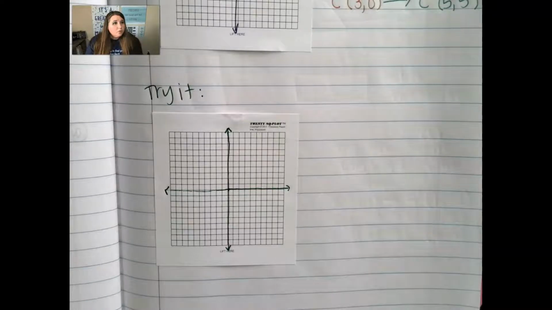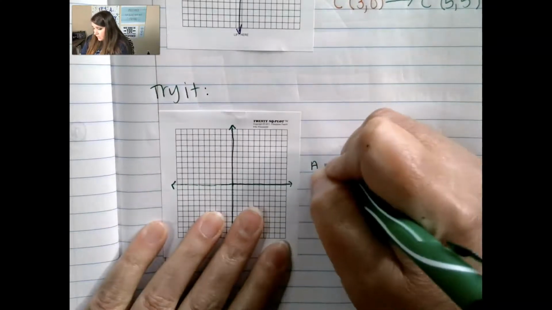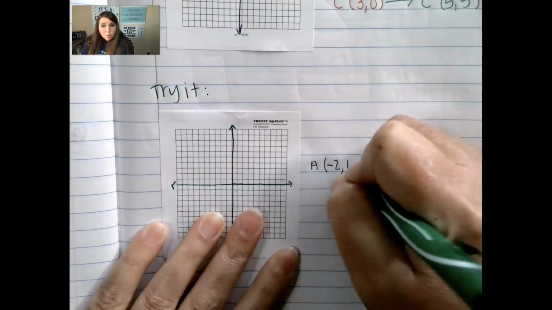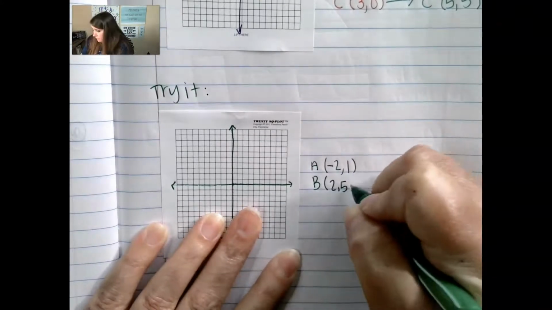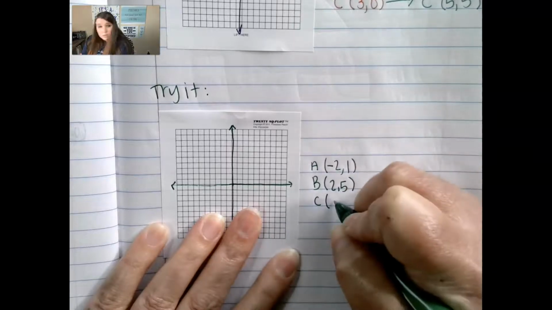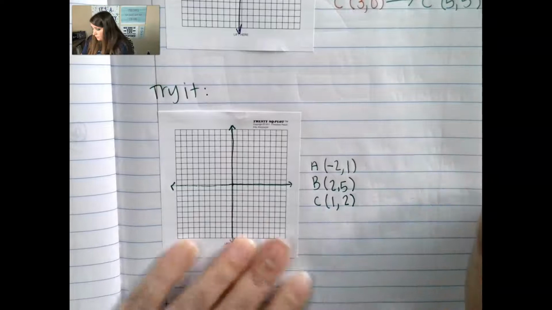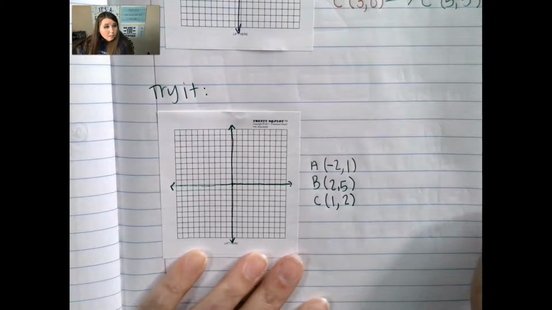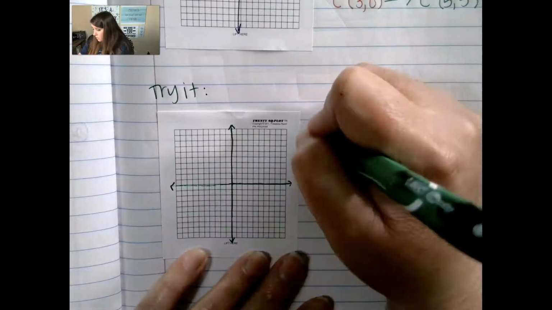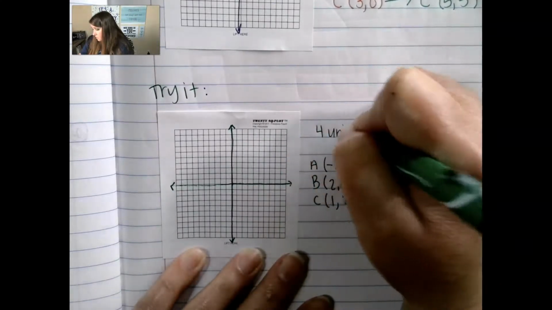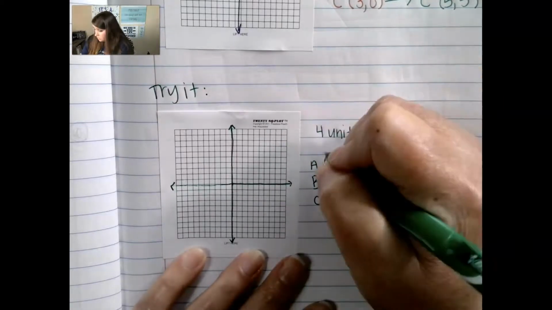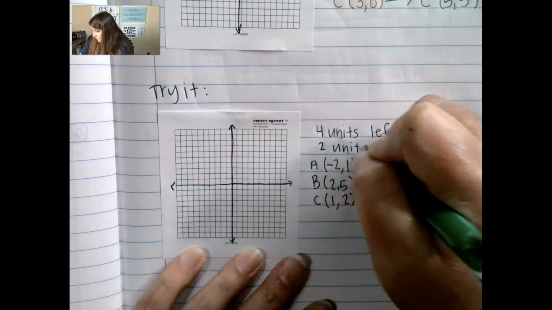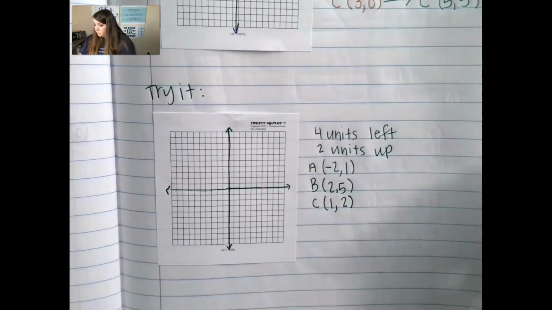All right, so we're going to go back to our first starting point. So A is going to be at -2, 1. B is going to be at 2, 5. And C is going to be at 1, 2. Okay, and then we're going to move 4 units left and 2 units up. Okay, all right.